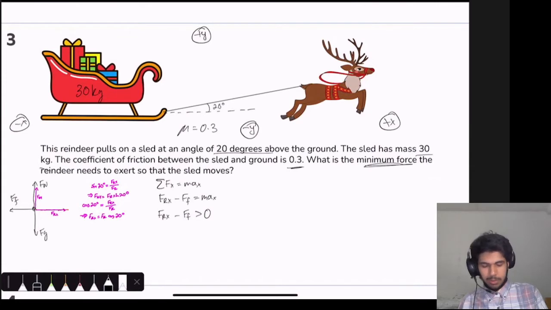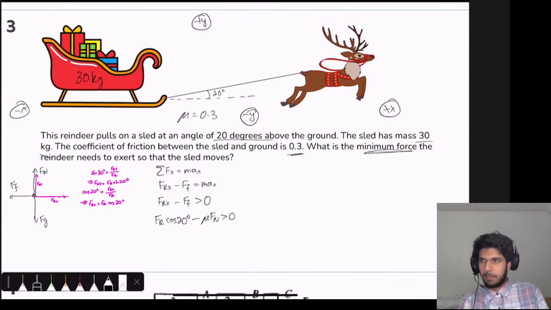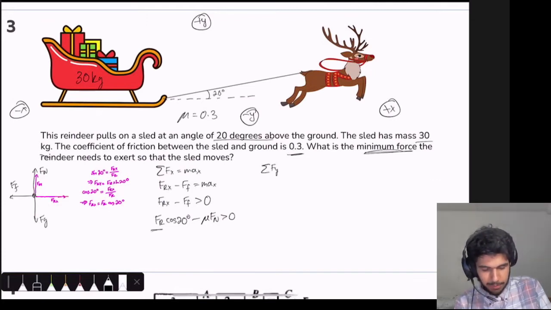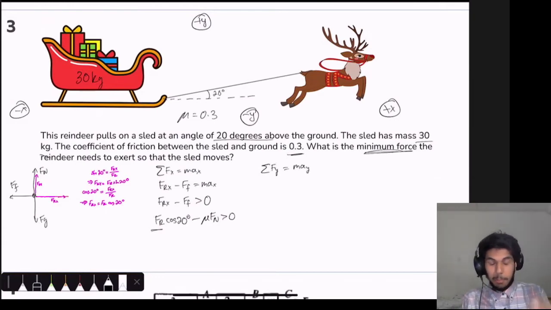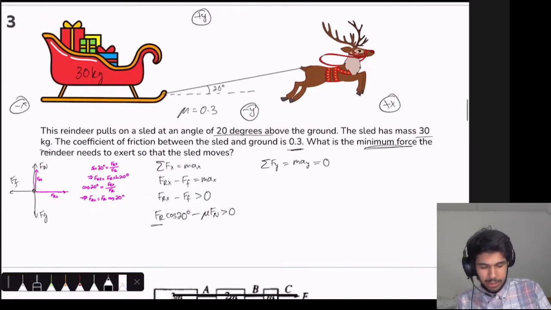Okay, well, we know what Frx is, we just solved for that. Fr cosine of 20 degrees minus Ff, which is mu times Fn. We want that to be greater than 0. But what is Fn? We need that to compute Fr. Well, to get Fn, we'll sum the forces in the y direction, and that should equal m times the acceleration in the y direction. But the sled isn't moving in that direction, so this is 0 because there's no acceleration.